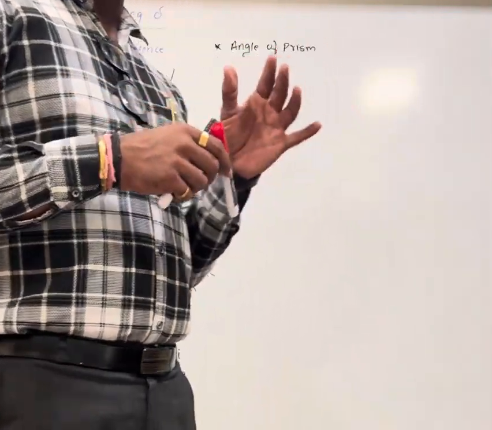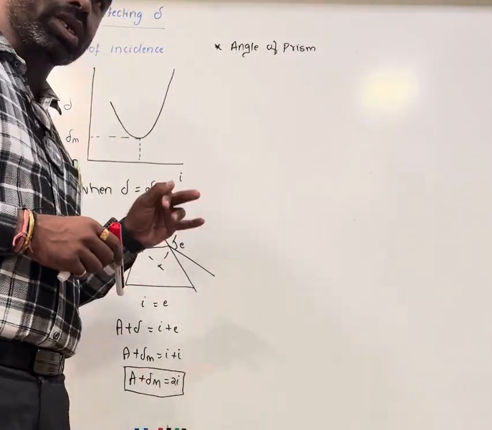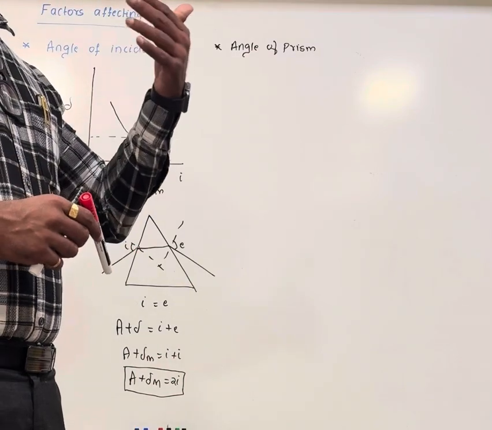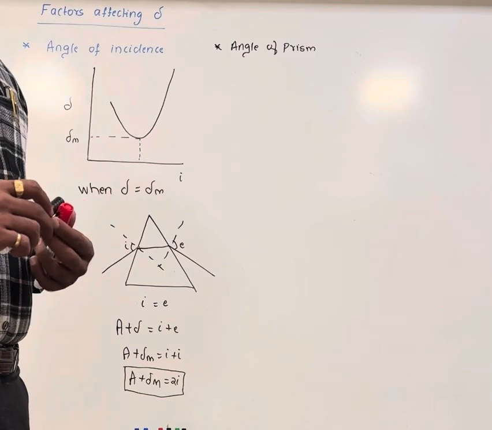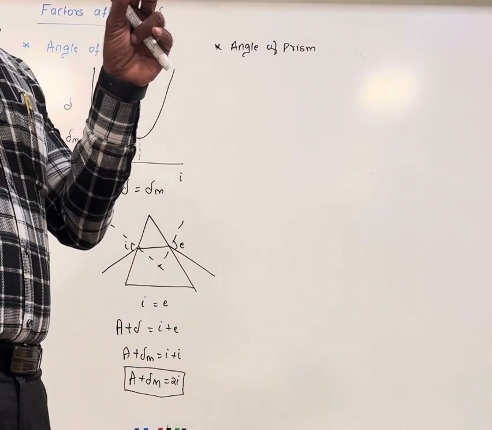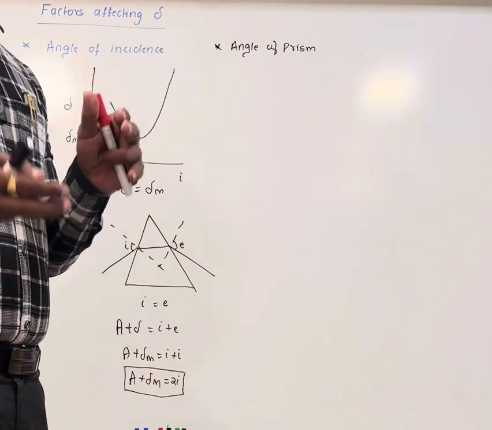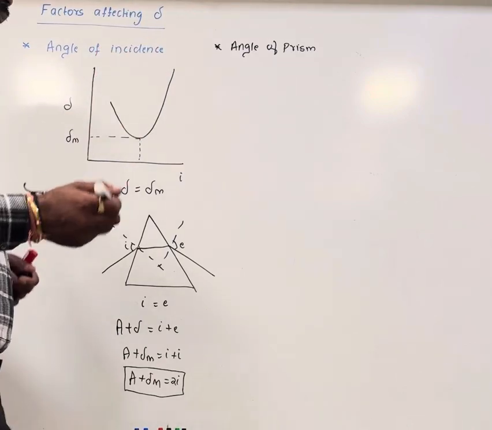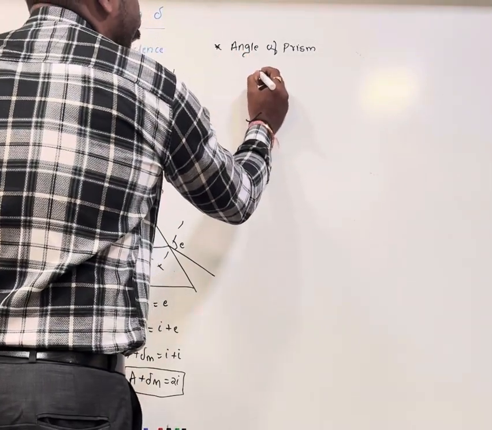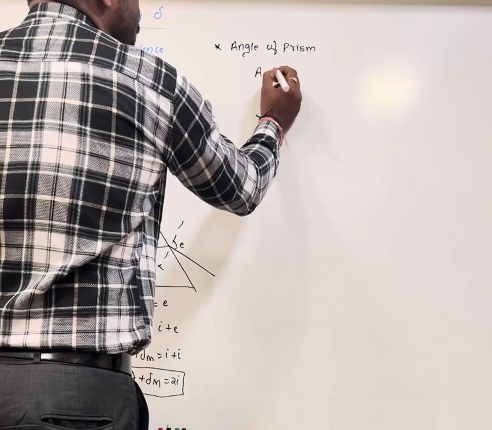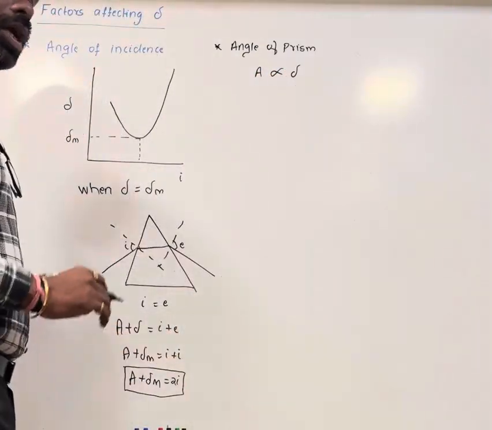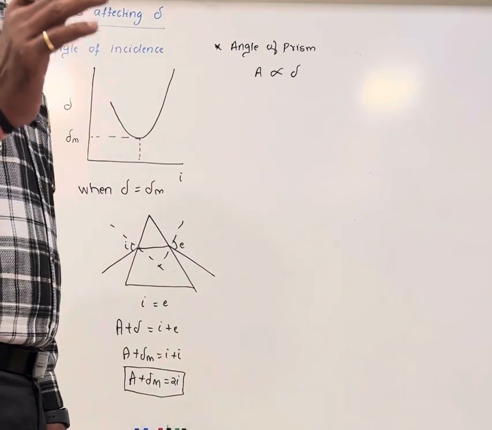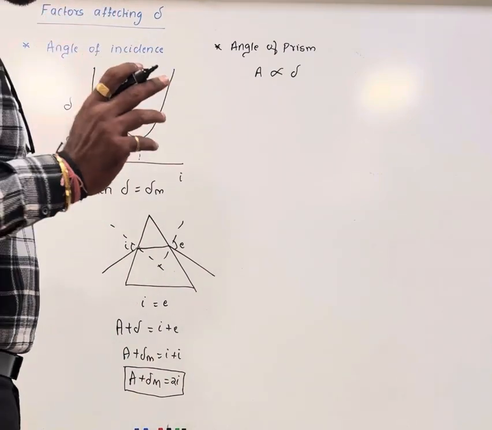That means ray of light will stay in prism for a long time. Means they will travel with less speed for more time. So that means they will bend more, because they are having less speed for more time. So they are slow, so it will bend more. So we can say angle of prism A is directly proportional to angle of deviation. With increase in angle of prism, angle of deviation will increase.